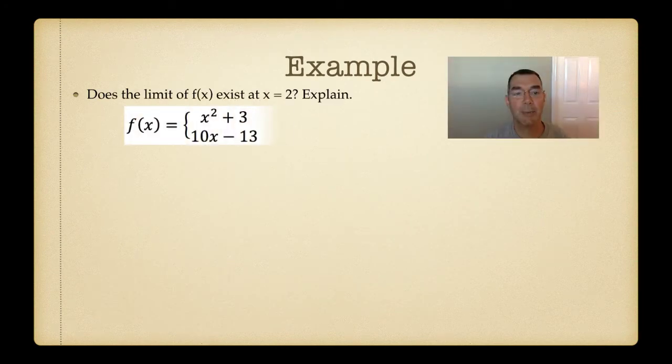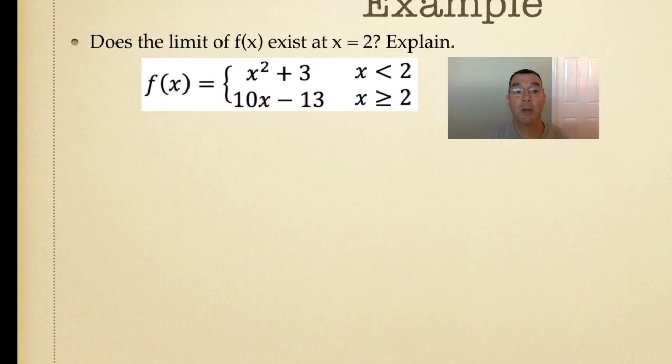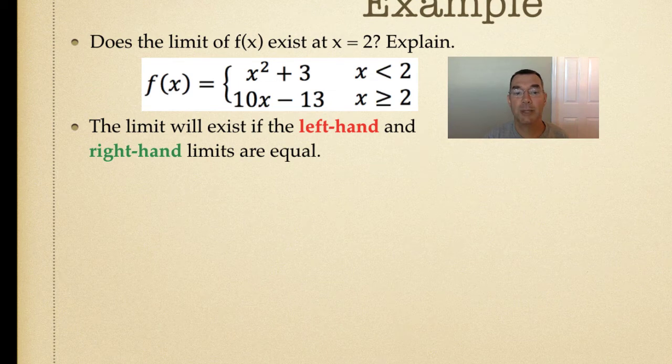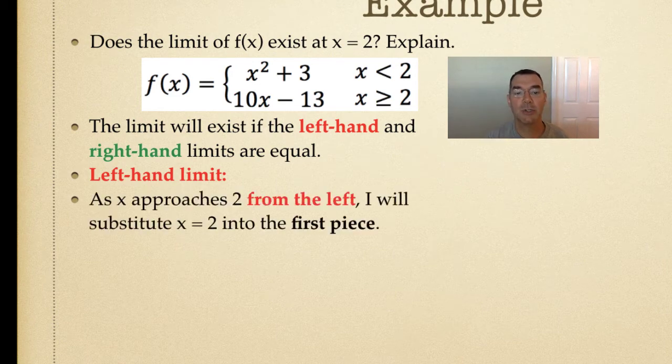All right, so here's an example. I have a piecewise function here, and I want to know if the limit exists at x equals 2. Okay, so I need to make sure that the left-hand limit and the right-hand limit are equal. Looking at the left-hand limit, as x approaches 2 from the left, I'm looking at x's that are a little bit less than 2, which means I need to plug 2 into the first piece to see what the y values will approach as x approaches 2 from the left. If I plug in 2, I'm going to get a y value of 7.